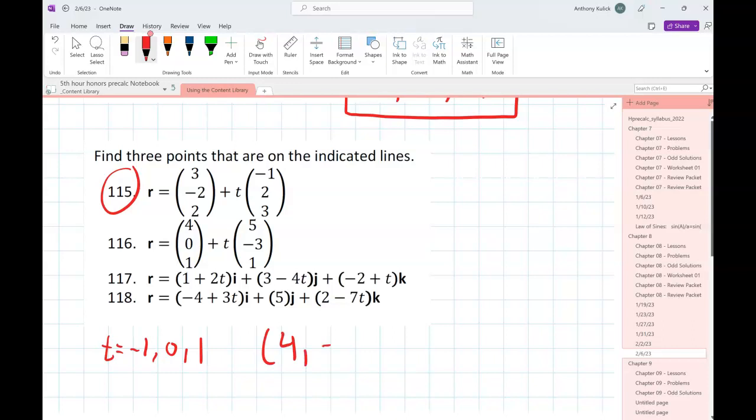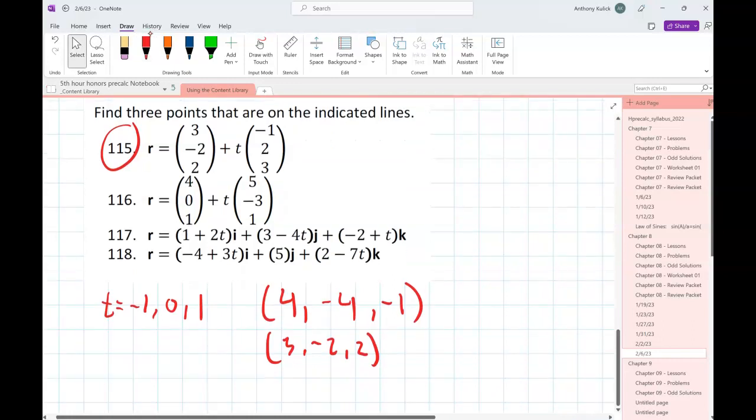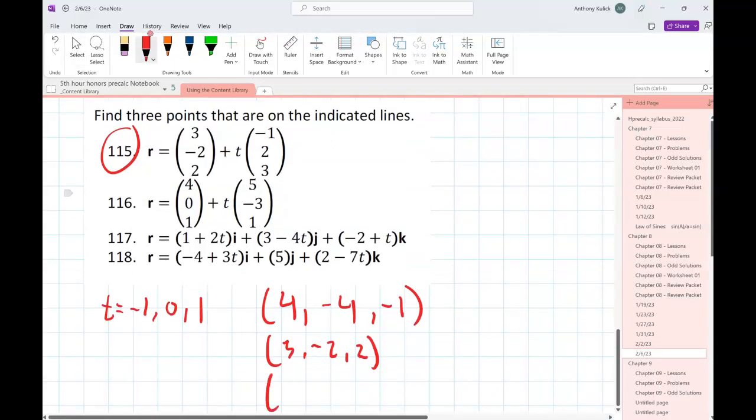-2 minus 2 is -4. 2 minus 3 is -1. If I plug 0 in, well, that's just the point vector. And if I plug 1 in, I have 3 plus -1, that's 2. -2 plus 2, that's 0. And then 2 plus 3, that's 5.